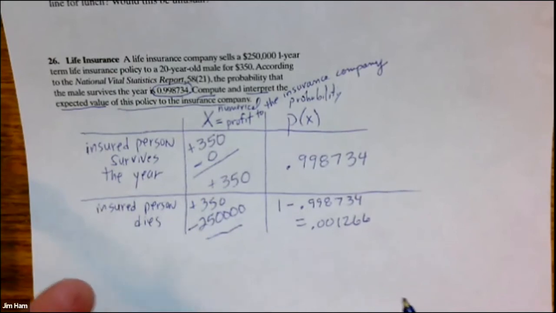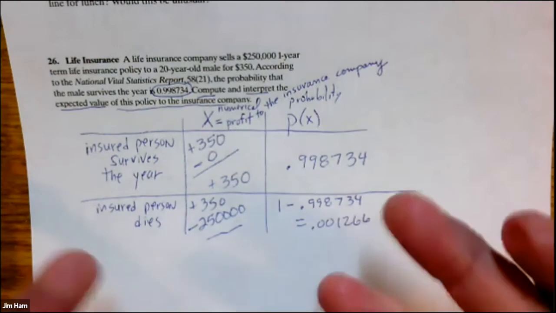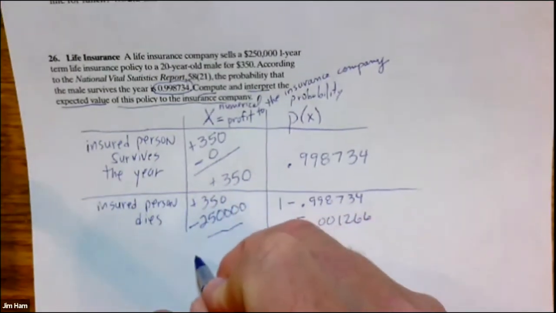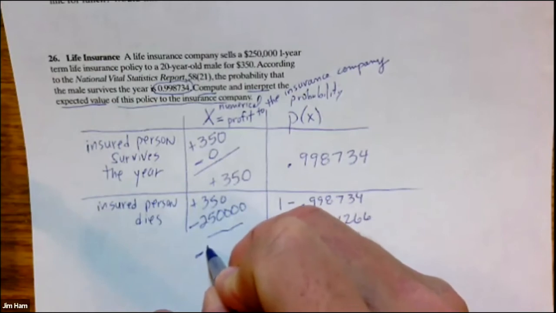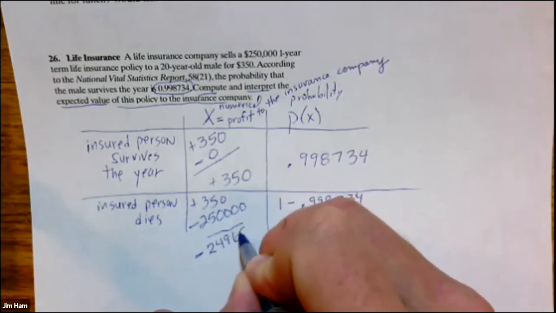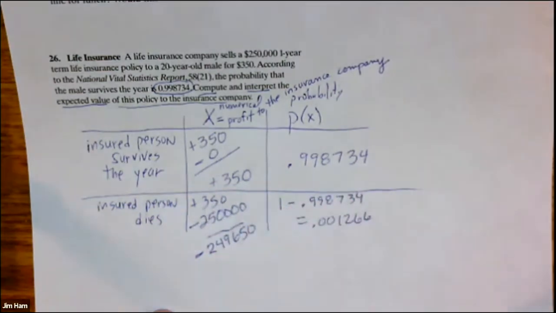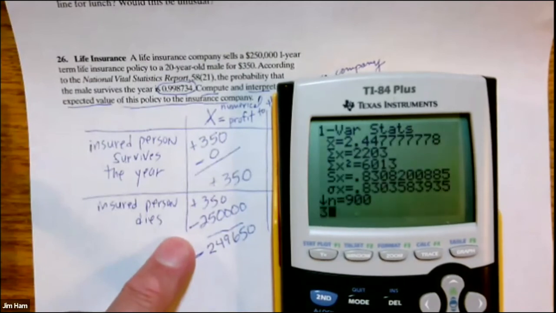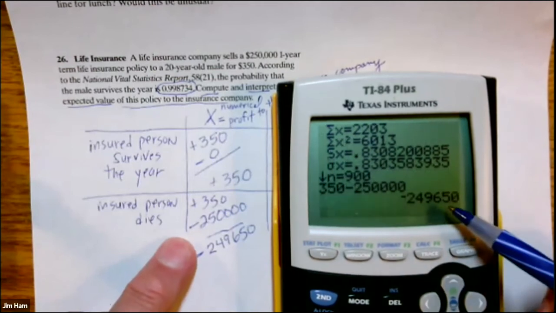So there's the table. It takes a lot of work to figure out what goes where, but you've got all the possible values. I guess I didn't write this one. What's this one? This one's negative 249,650. So you take the 350 and subtract $250,000, and it's negative.